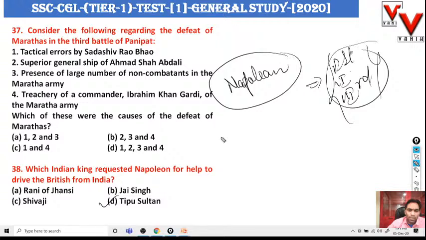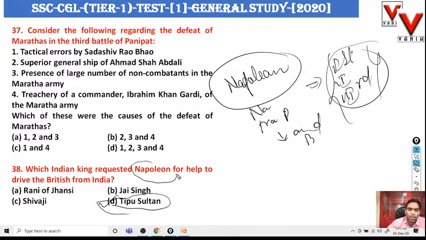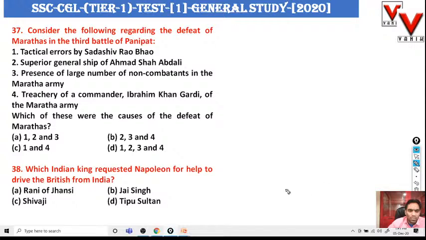They were between the French and the British East India Company. So that was on the request of Tipu Sultan. Napoleon was the commander of the French. So Tipu Sultan is the right answer. Tipu Sultan requested Napoleon to help drive out the Britishers from India. The right answer is Tipu Sultan.